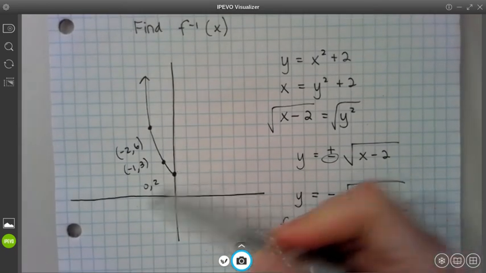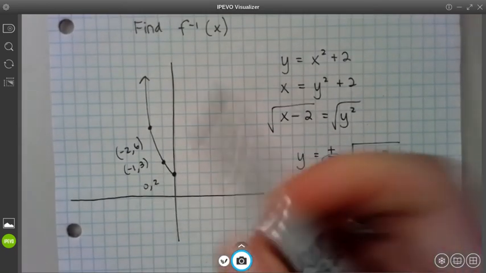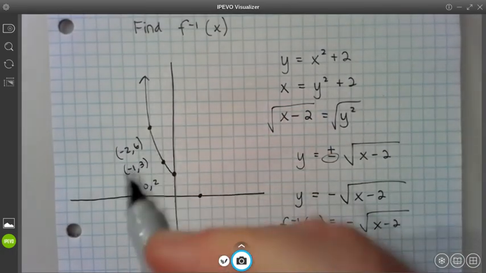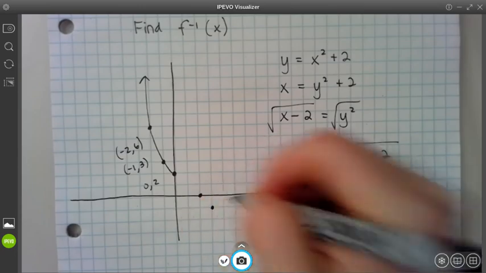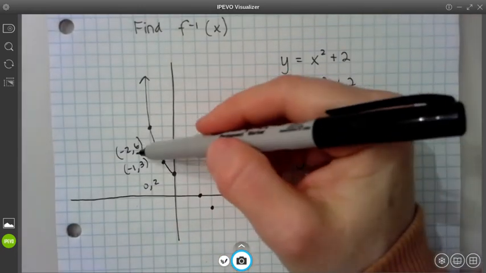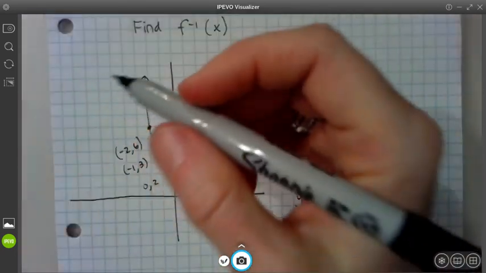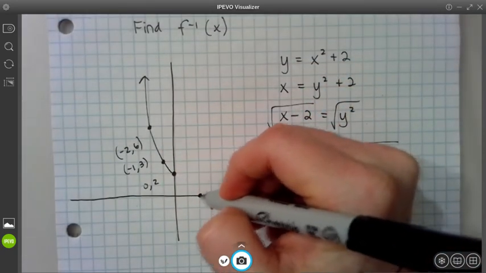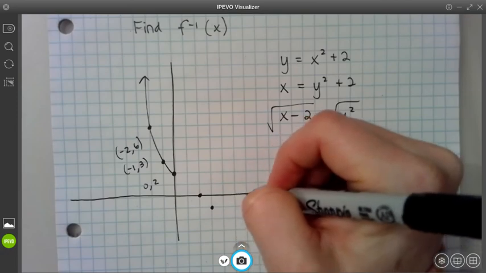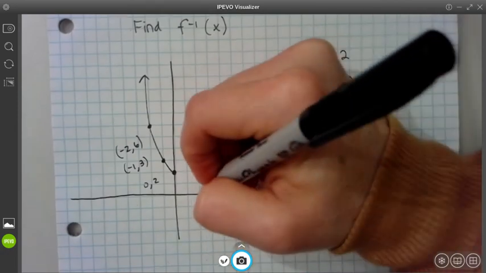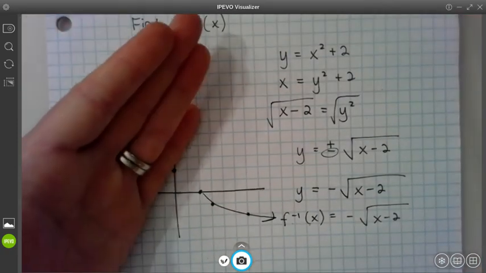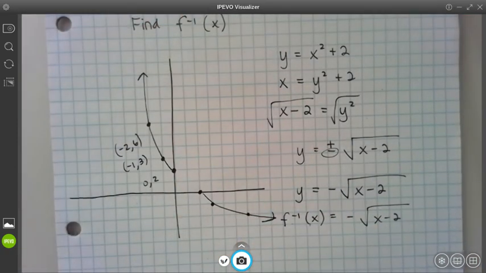Now, if they asked you to graph it, just switch all the ordered pairs. 0, 2 becomes 2, 0. Negative 1, 3 becomes 3, negative 1. And negative 2, 6 becomes 6, negative 2. I keep saying it backwards already. Now the inverse looks like that. It looks like you've taken the original and reflected it over the line y equals x.